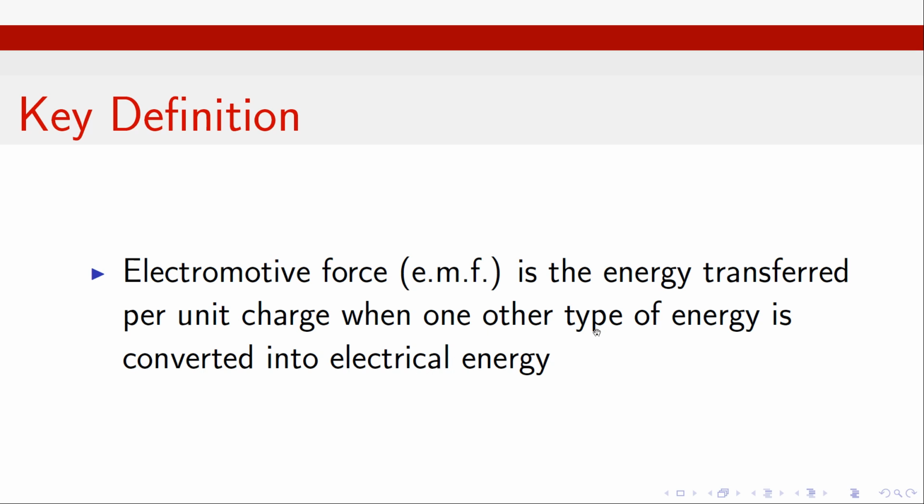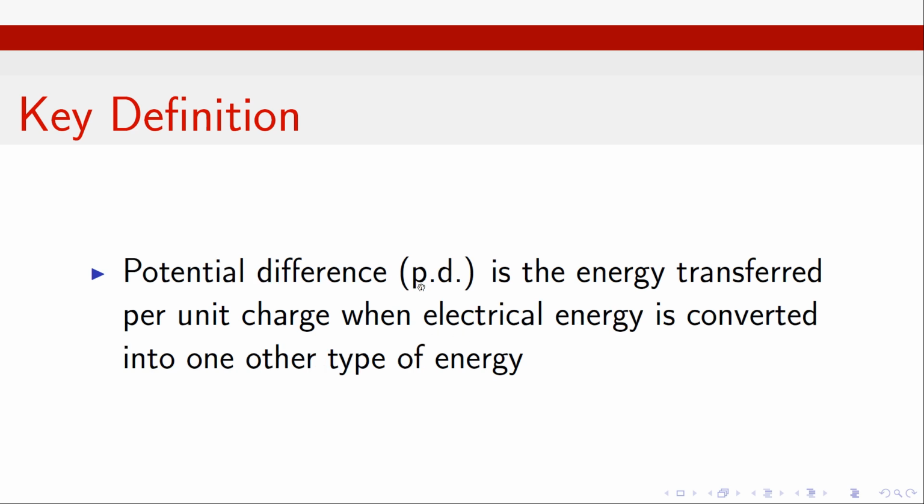So in a cell this is going to be from chemical energy into electrical energy. We might have something like a photovoltaic cell which is going from solar energy into electrical energy. And there's other ways that we can have, for example, a dynamo would do kinetic energy into electrical, so on and so forth.